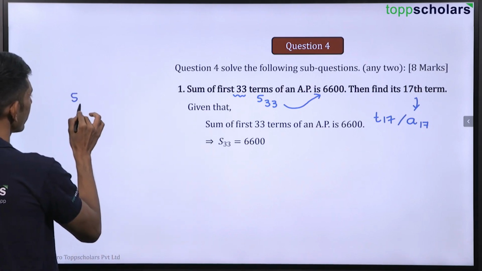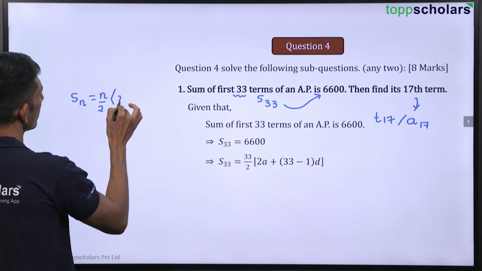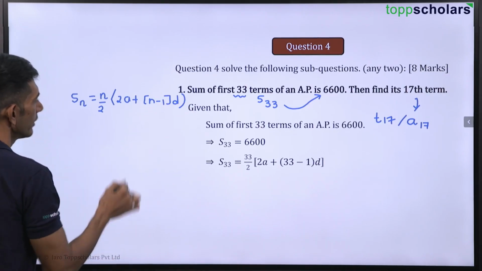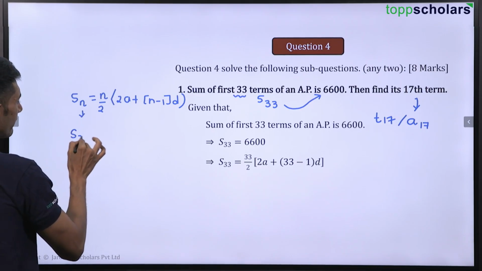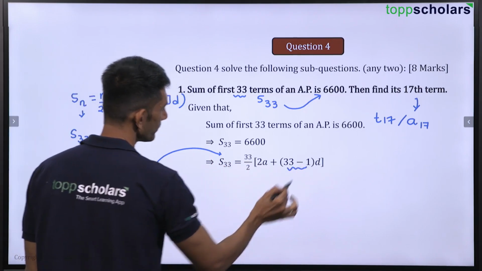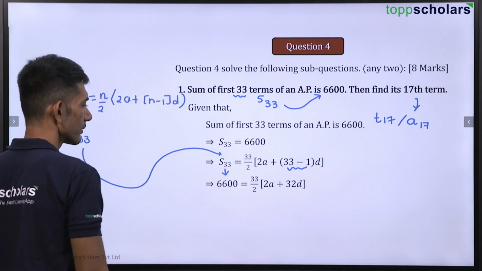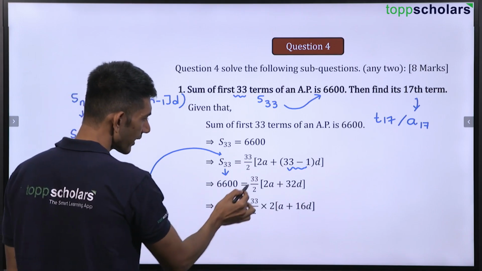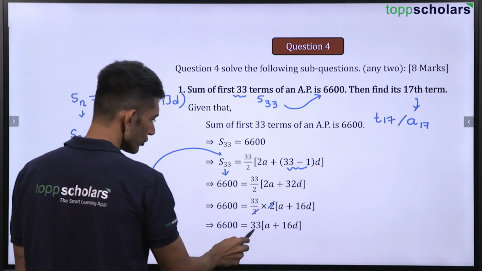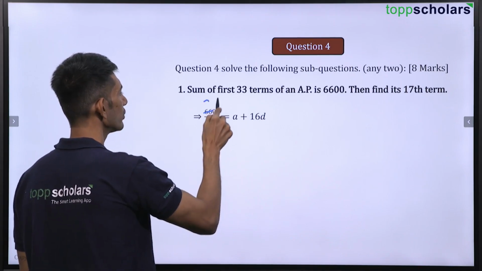Now what is the formula for Sn? Okay, have they given it? Fine. n by 2, 2a plus n minus 1 into d. Correct? So here I put n as 33. So S33 will be 33 by 2, 2a plus 32d. You can take 2 common and solve this further, and S33 is already given. So 6,600 is equal to 33 by 2, 2 gets cancelled, a plus 16d. So 33 will be divided. So a plus 16d will be 33 1s are 33, 2s are 66, 200.